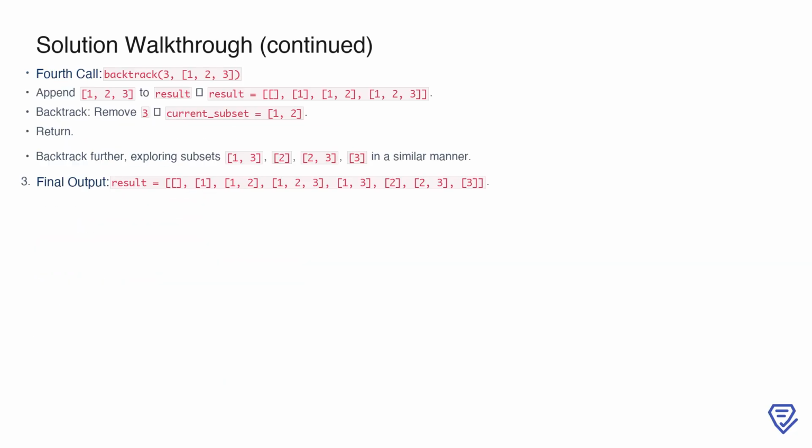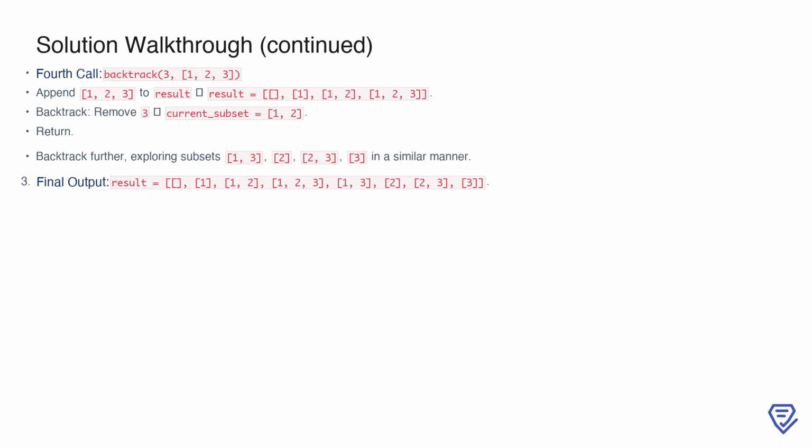In the fourth call, the subset [1, 2, 3] is added to result, making result equals [[], [1], [1, 2], [1, 2, 3]]. Since there are no more elements to iterate over, we backtrack by removing the last element, 3, from current_subset, reverting it to [1, 2].